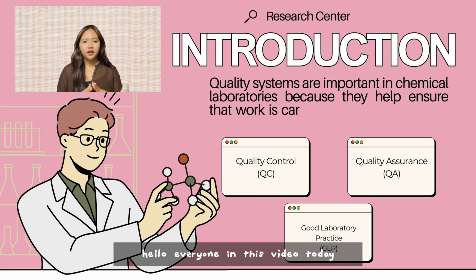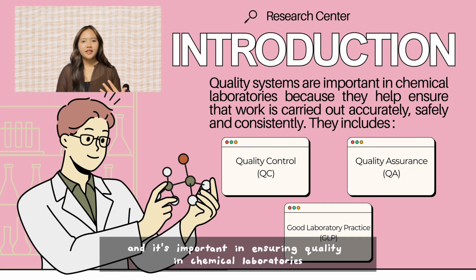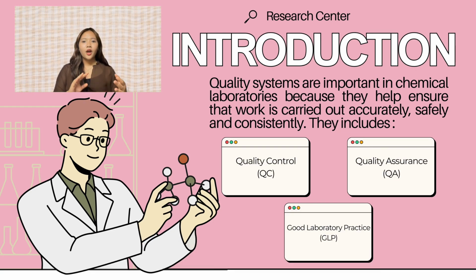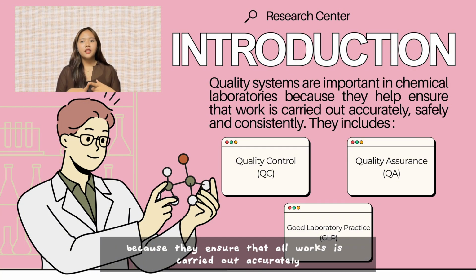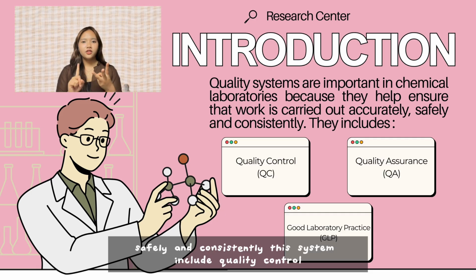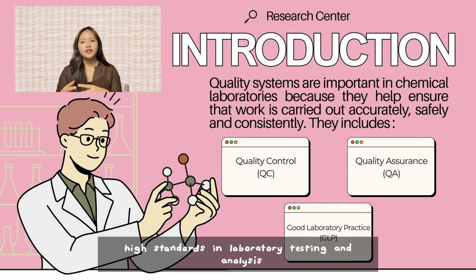Hello everyone, in this video today I will be presenting on good laboratory practice in chemical analysis, or GLP, and its importance in ensuring quality in chemical laboratories. Quality systems play a vital role in laboratory operations because they ensure that all work is carried out accurately, safely, and consistently. These systems include quality control, quality assurance, and good laboratory practice, which work together to maintain high standards in laboratory testing and analysis.